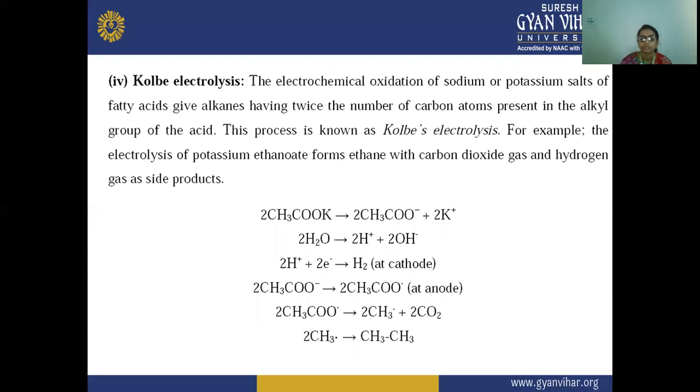Next, electrolysis. So in this, the electrochemical oxidation of sodium or potassium salt of fatty acid gives alkane, having twice the number of carbon atoms present in the alkyl group of the acid, and this is known as electrolysis. So in this, you can see the electrolysis of potassium ethanoate forms ethane with carbon dioxide gas and hydrogen gas as a side product. So here ethane is formed. Here you can see at the cathode there is a formation of hydrogen gas, and at the anode there is a formation of this acetate. This alkyl is formed here, alkane.